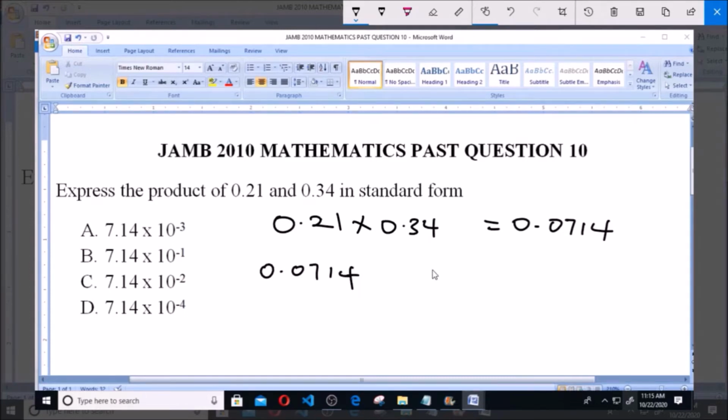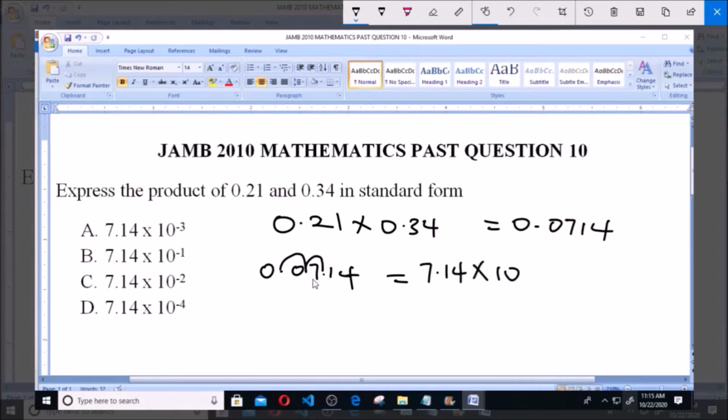Now to write this in standard form, we have to move this decimal place to after a whole number, that is we have to move it to the first significant figure, which is 7 here. So moving it to the right will make the power negative, and if I'm moving it to the left, the power will be positive. So because I'm moving it to the right, I'm moving it 1, 2. Now we'll have what? 7.14 multiplied by 10.